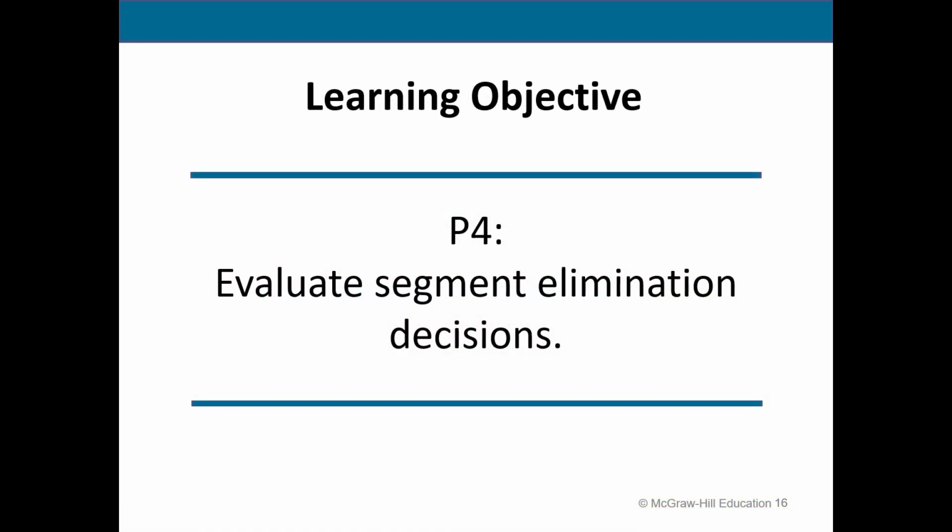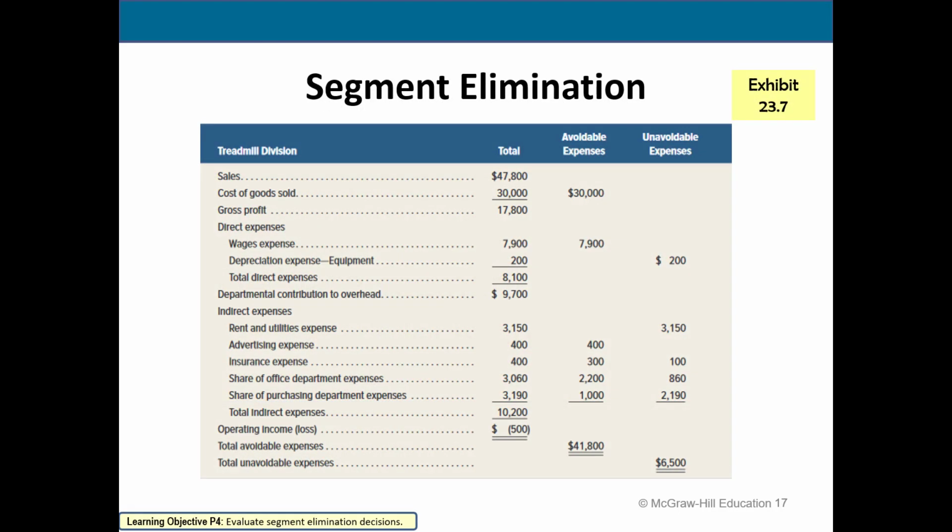Now we will look at segment elimination decisions. Managers have to consider eliminating poorly performing segments. We're going to look at an example from Fast Track, whose treadmill division's total expenses are greater than its sales. We can see the total cost for the treadmill division.